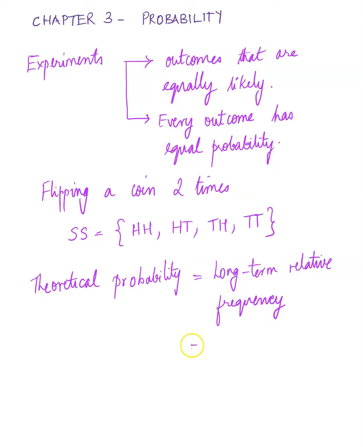That means your formula that we used, right, the probability of an event A occurring, is the number of ways A occurs divided by the total number of outcomes.